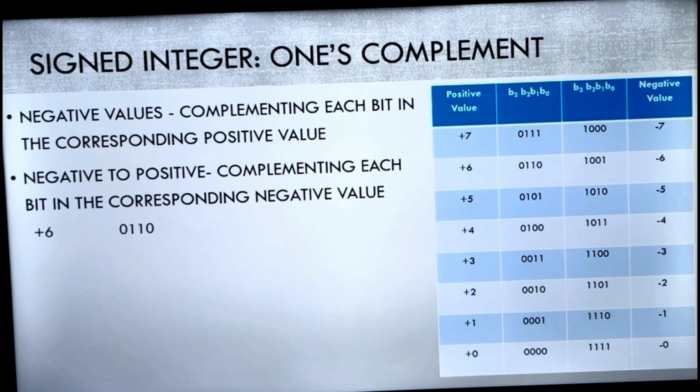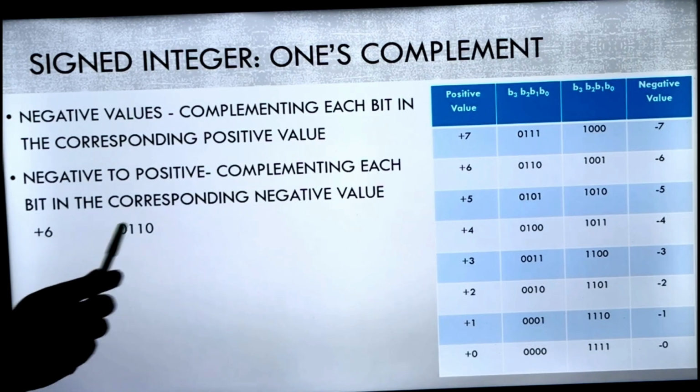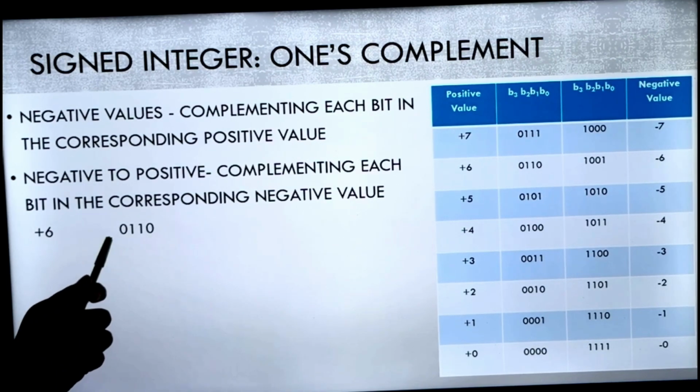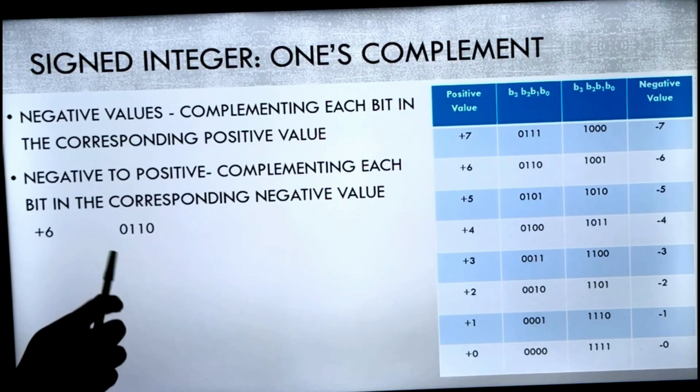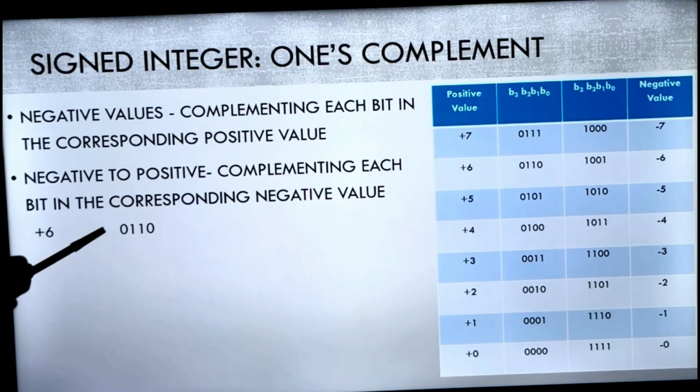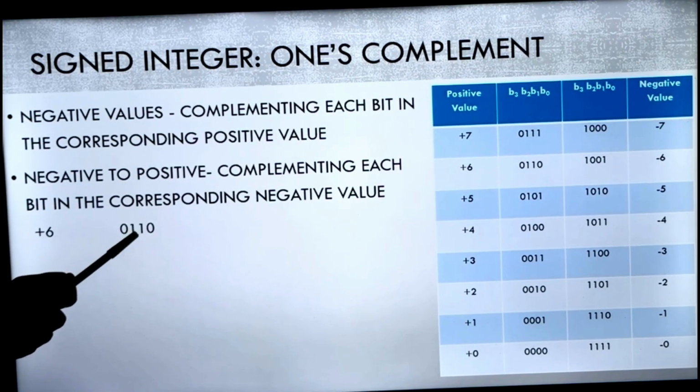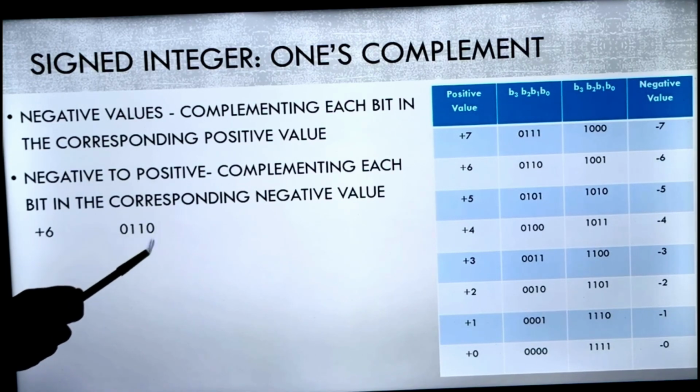Next, these are the examples we have. If it is plus 6, 0, 1, 1, 0, then minus 6 in ones complement, what will it be? Can you tell me? Yes, it will be 1, 0, 0, 1. That is minus 6. Fine.